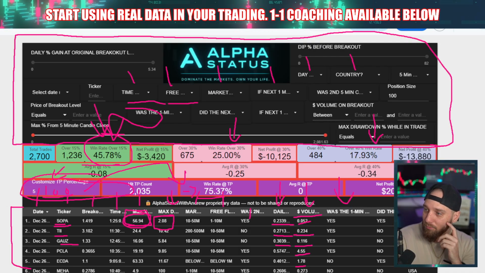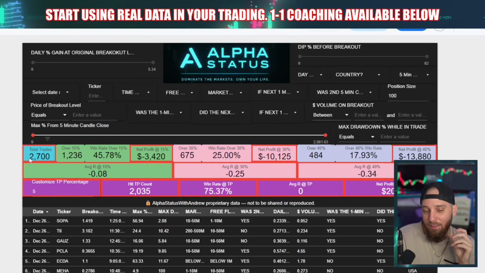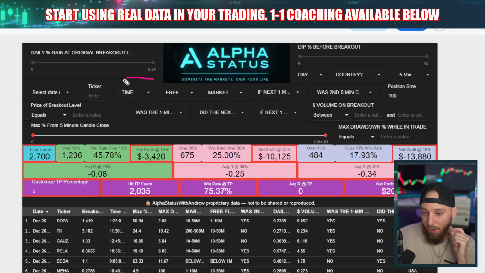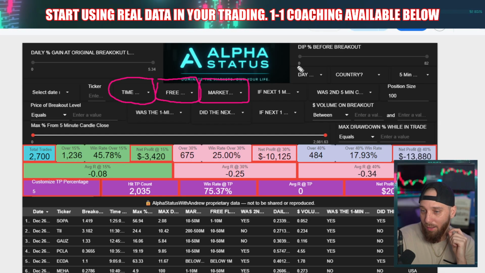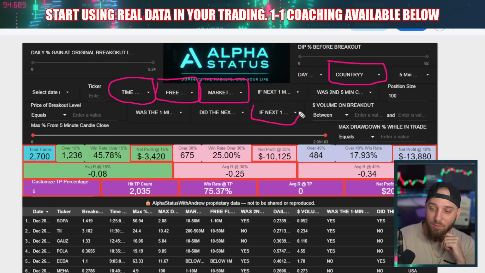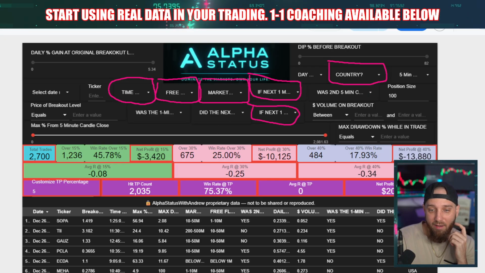All right. Now, with that being said, guys, I've tracked over 2,700 plus trades. One of the biggest things that have a direct correlation to win rate is going to be time of day. This is very, very important. Free float is very, very important. Market cap is very, very important. And also what country the stock is from. Also, does the next 1 minute candle close green? These have a big direct correlation to win rate. Now, it's just not one of these things.